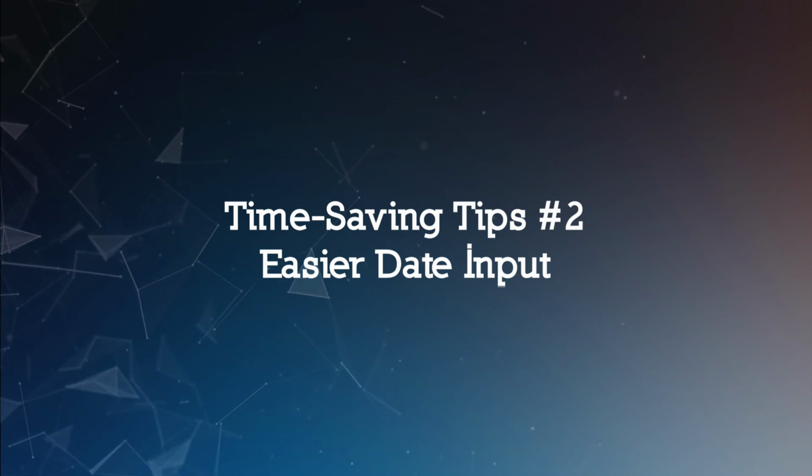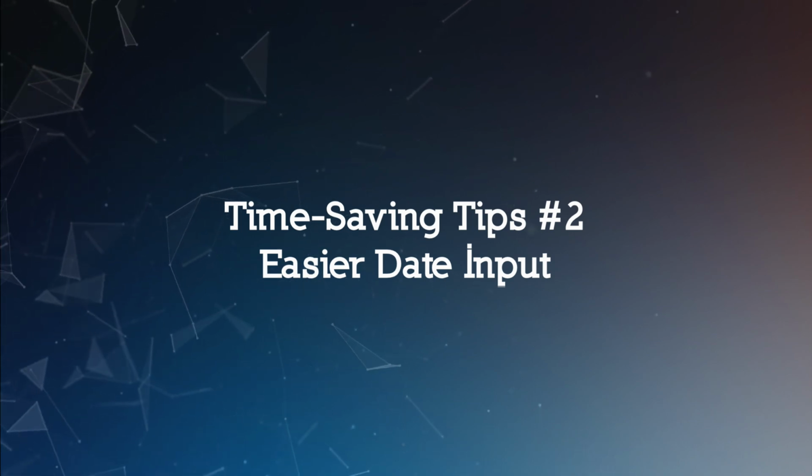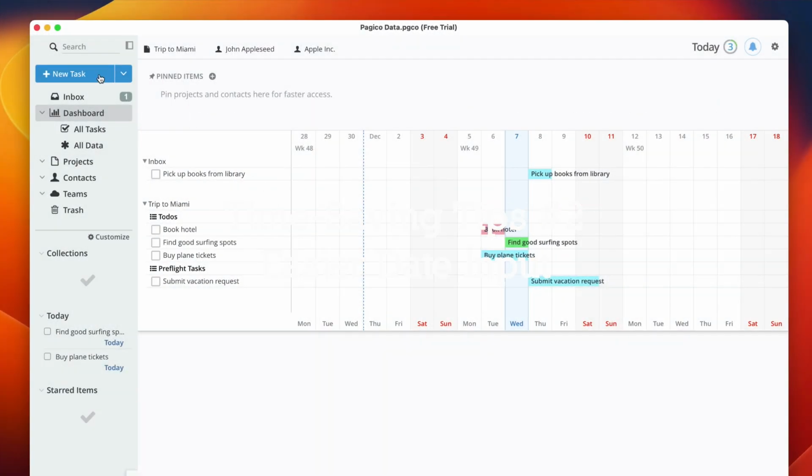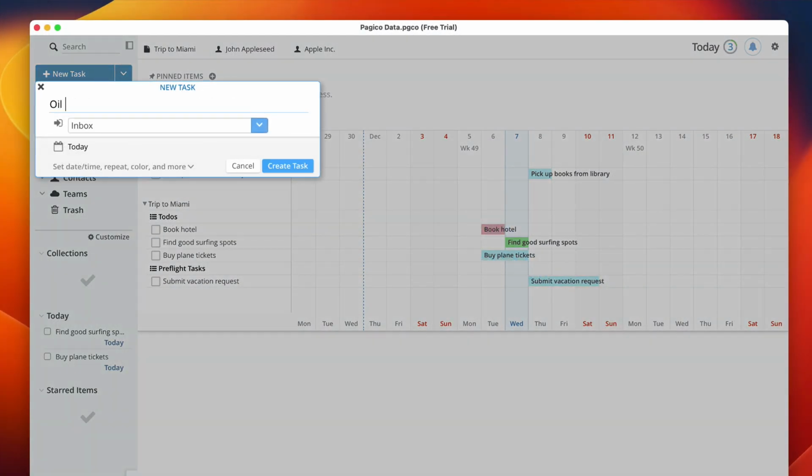The second time-saving tip I want to share with you is the natural language processing feature in Pagico. Pagico has a built-in natural language processing, also known as NLP feature, which will scan for time-sensitive keywords and turn them into start and or due dates. This makes setting dates so much faster.